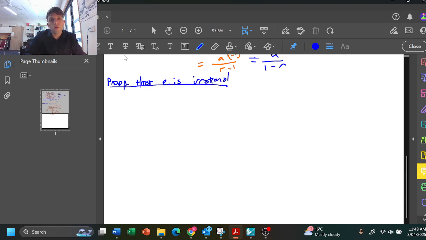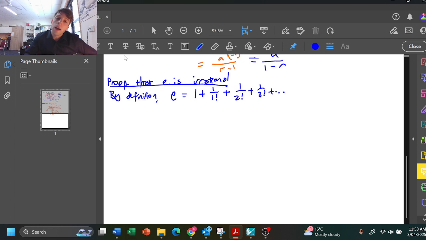All right, using this information. Okay, so first thing that we need to know is the definition of e. By definition, and I'm going to use one of the definitions that we explore in that investigation task, e is equal to 1 plus 1 over 1 factorial plus 1 over 2 factorial plus 1 over 3 factorial, etc. What we can see here is that e is defined as this infinite series of factorials.